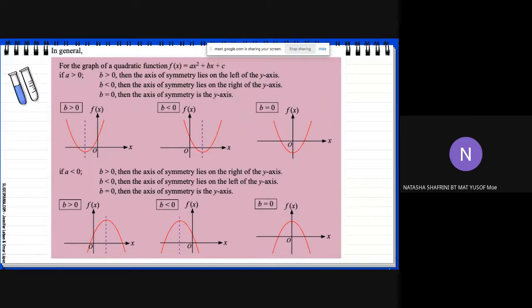Okay, good. Okay, kalau graf dia adalah N shape, kalau B more than 0, dia akan duduk sebelah kanan, terbalik daripada tadi. Okay, dia terbalik tau. Kalau B kurang daripada 0, B less than 0, kalau N shape, dia akan duduk sebelah kiri. Terbalik dengan tadi. Okey, kalau B sama dengan 0, samalah. Dia dekat X equal 0 juga, symmetry.